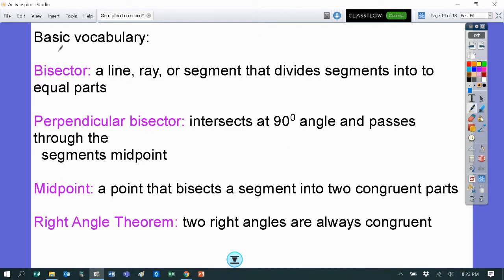Now, this is some basic vocab. Again, a bisector is a ray, a line, or a segment that divides the segment into equal parts. A perpendicular bisector intersects at 90 degrees and passes through the segment's midpoint. A midpoint bisects a segment into 2 congruent parts. And then, of course, your right angle theorem: 2 right angles are always congruent. That will come in handy when you're trying to prove things with your hypotenuse and your leg.